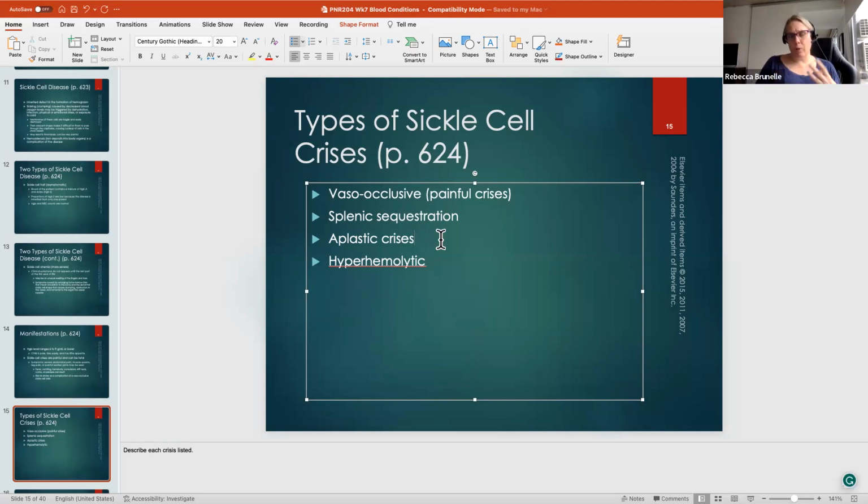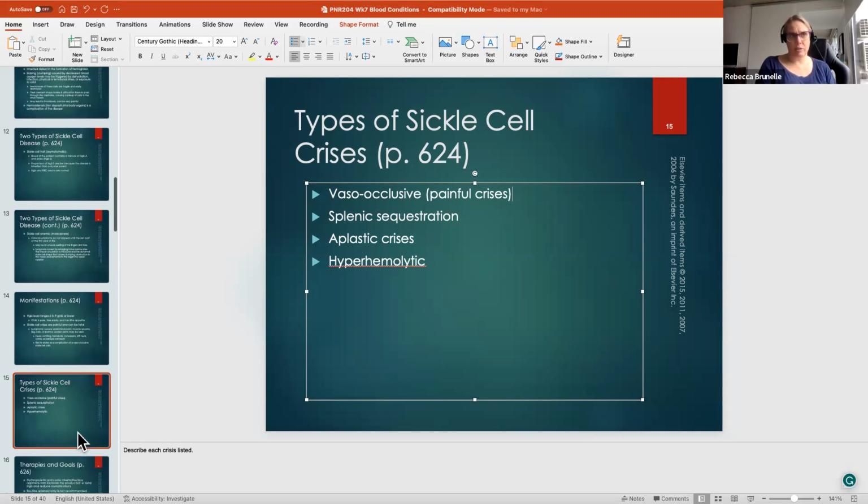Your bone marrow produces your red blood cells, and if you have an aplastic crisis, you're not able to produce those red blood cells anymore. And the hyperhemolytic crisis refers to the rapid breakdown of the red blood cells. The most common that we think about the most is the vaso-occlusive crisis, but all 4 of these can happen to patients that have sickle cell disease.